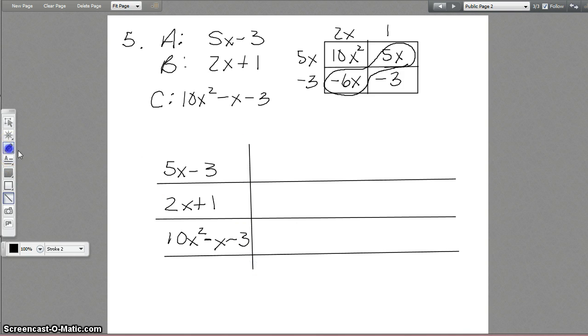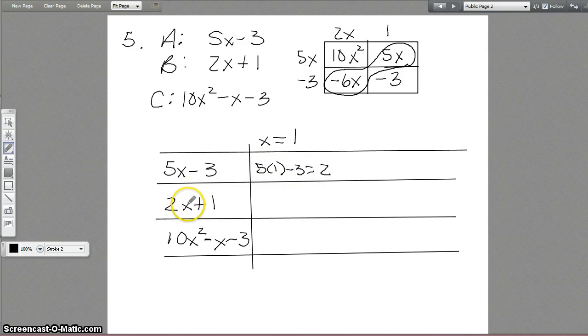Okay, so we're going to do this first for x equals 1. I need another horizontal line here. There we go. Okay, so when x equals 1, if I plug that into polynomial A, that means we're going to have 5 times 1 minus 3. 5 times 1 is 5, minus 3 is going to be 2. Now we're going to plug it into polynomial B. 2 times 1 plus 1. Well, 2 times 1 is 2, plus 1 is going to be 3.